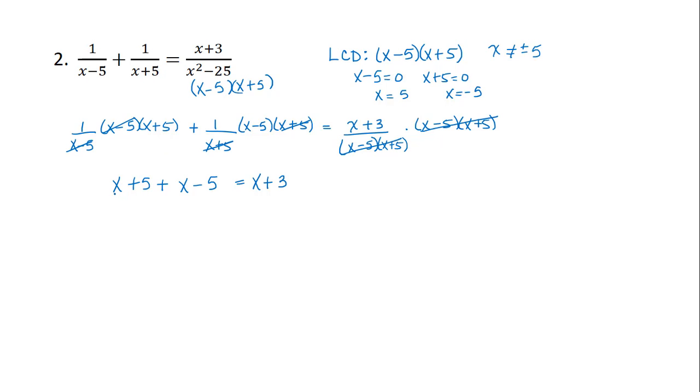Combining like terms, x plus x is 2x. 5 minus 5 is 0, so we just have 2x on the left, equals x plus 3. Subtract x from each side. 2x minus x is 1x, or x equals 3. And 3 is not a restricted value, so our solution set consists of 3.